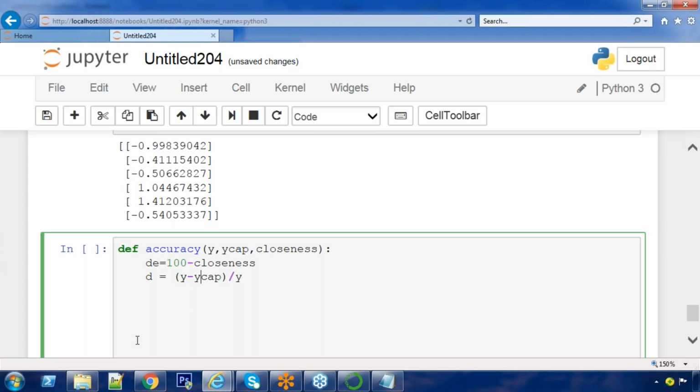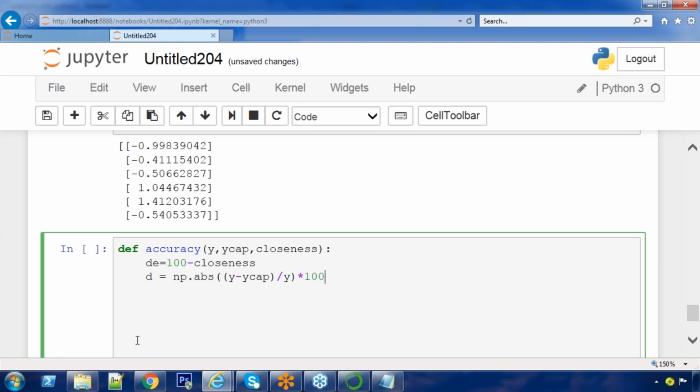Here the value can be positive or negative, that's why we take the absolute value. This abs is a general basic Python function which works on a single value. But here our y and y cap are numpy arrays, right? That's why np.abs of (y minus y cap) by y, into 100. This is the distance between actual and predicted.